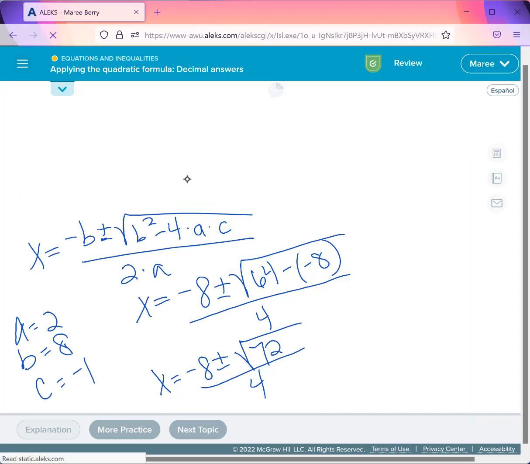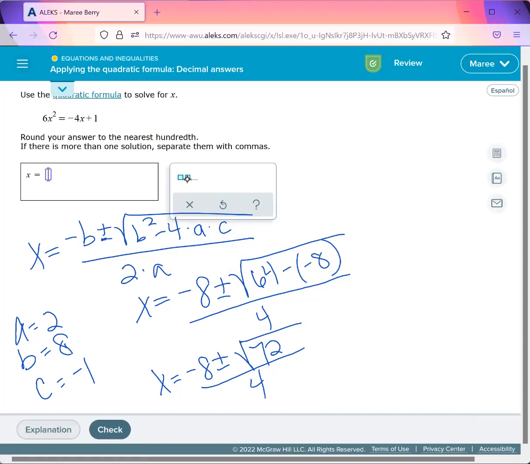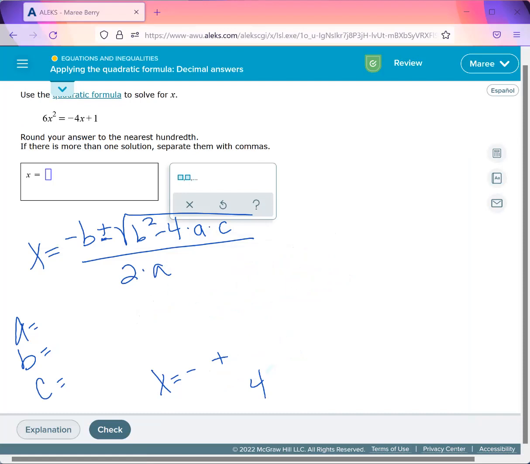We'll go ahead and do one more. Sometimes we're going to have to get our quadratic equation all on the left side and 0 on the right. So we're going to add 4x and subtract 1 to both sides. See, add 4x and subtract 1. So we have 6x squared plus 4x minus 1. So a is 6, b is 4, and c is negative 1.